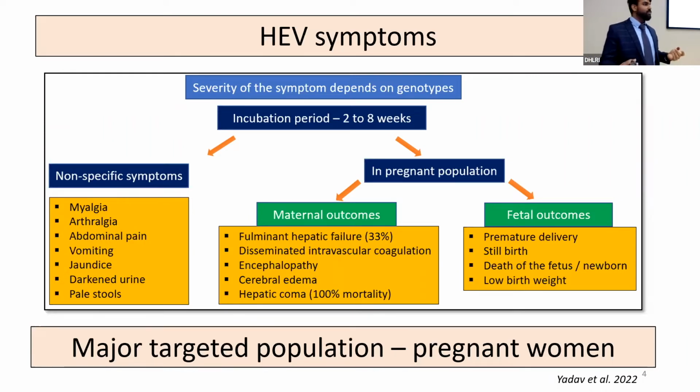So the major target population of hepatitis E virus is pregnant women, particularly during the 3rd trimester of pregnancy. And the reason behind that, we still don't know. That's why we are studying hepatitis E virus, because we need to find out what is the reason that is causing this virus to be so dangerous to the pregnant population.